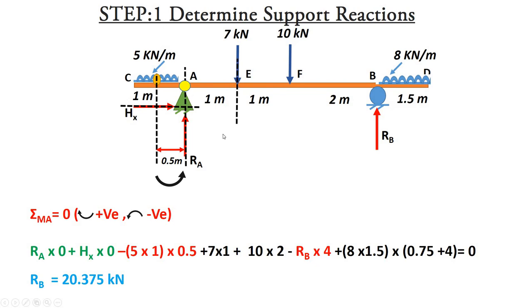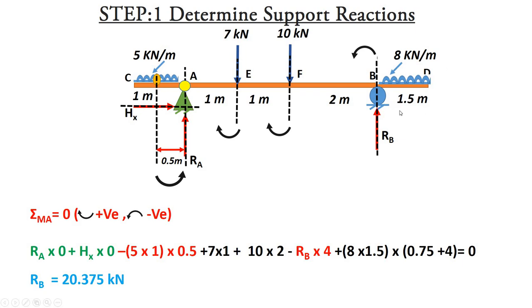Now the moment of this force is 7 into 1, and the clockwise moment of this force is 10 into 2. Again it is also clockwise about point A. Okay, now next, the distance of this RB from point A is 2 plus 1 plus 1, that is 4. And what about the nature of moment? The nature of moment is anti-clockwise.